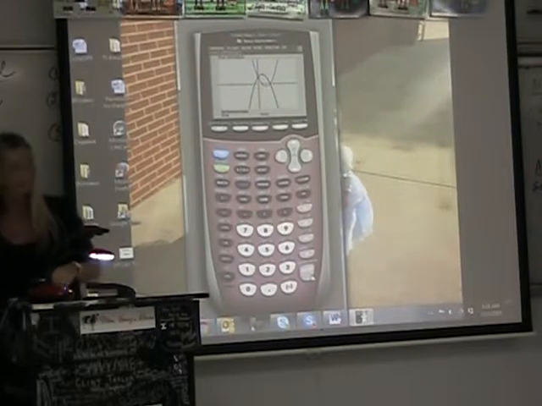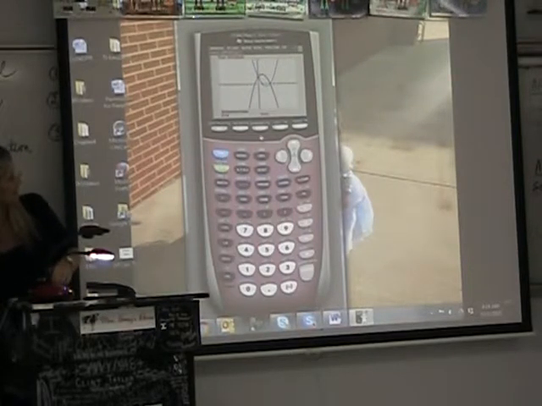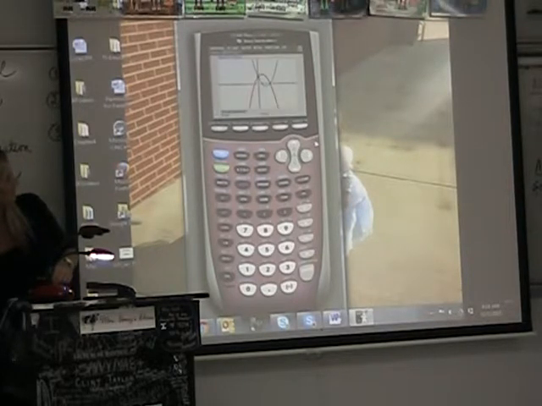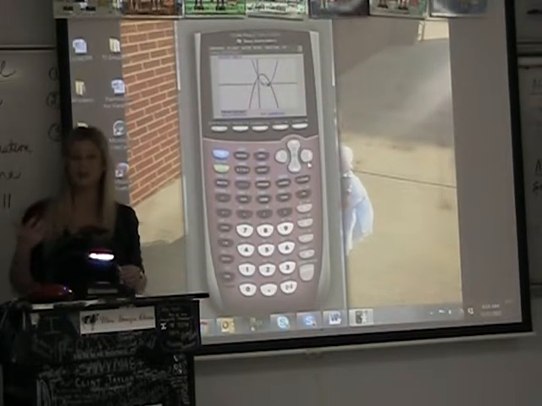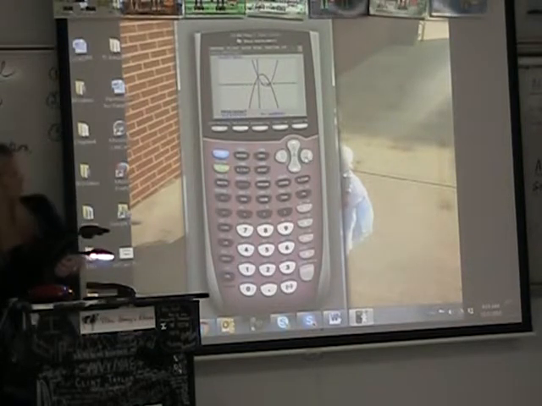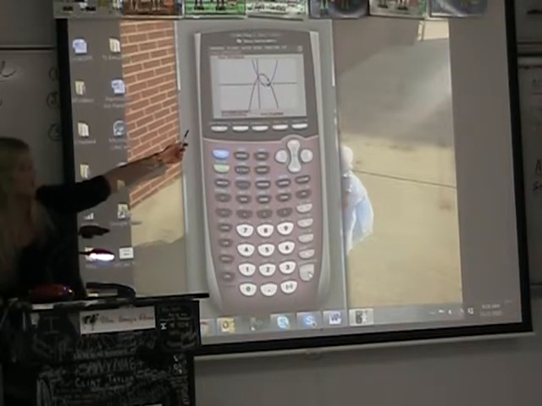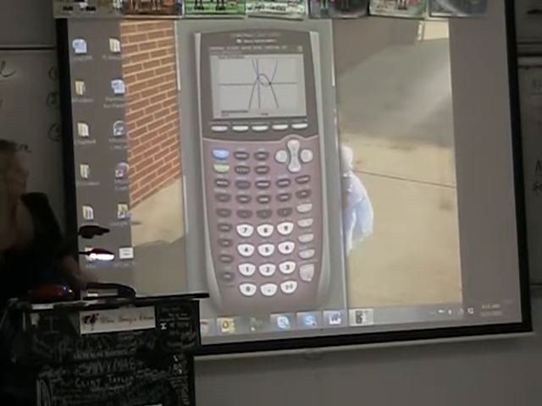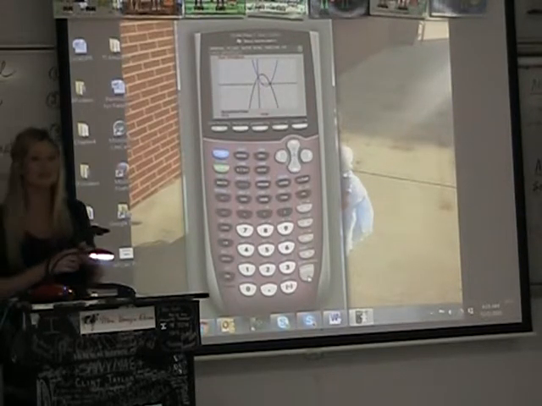And now let's find our upper bound by going to second trace, choosing number 5 again. But this time I need to move my cursor closer to the right intersection point so that my calculator knows which one to find. Otherwise it'll just find the left intersection point again. Hit enter to lock in the first curve. It's asking me where is the second curve. Hit enter again, and then I hit enter one last time, and the intersection turns out to be 3, 0.